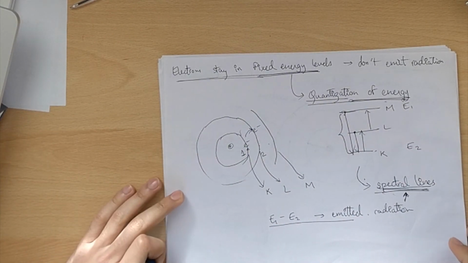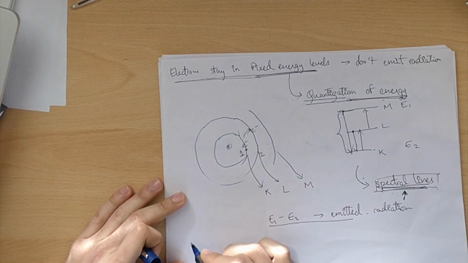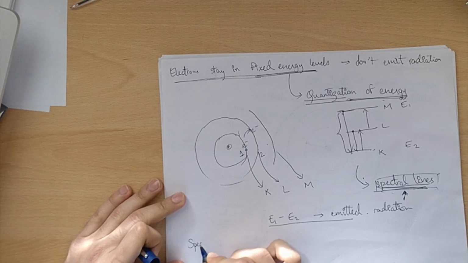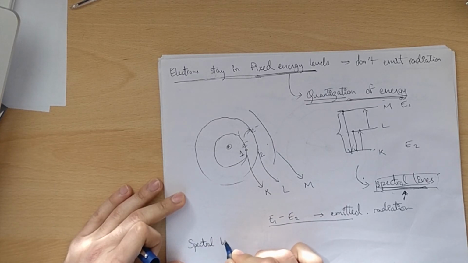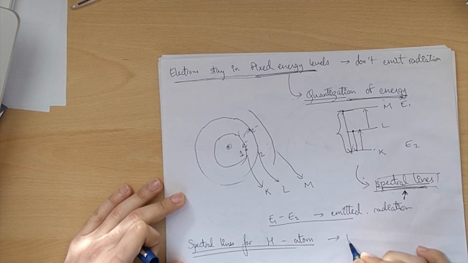Okay, so in the next video, we're actually going to delve a bit deeper into spectral lines for the hydrogen atom, and look at the Rydberg.